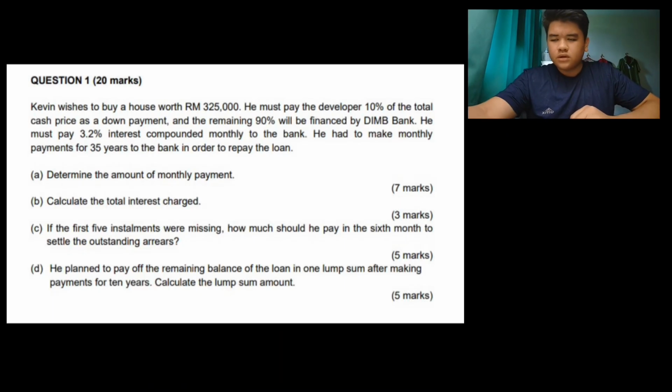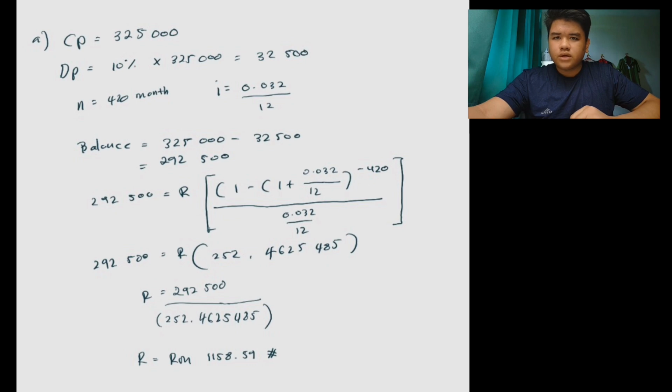AT1171C. Question 1A. First of all, take out all the information given from the question. From the question, cash price was 325,000, down payment was 10% from the cash price, the periodic interest rate was 0.032 over 12, and the term of payment was 420 months.